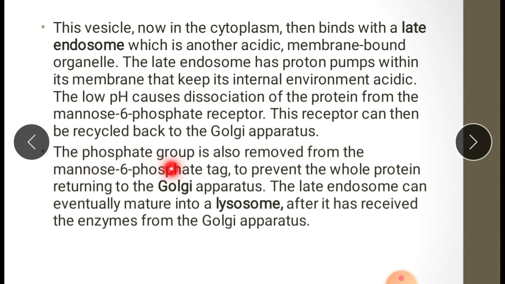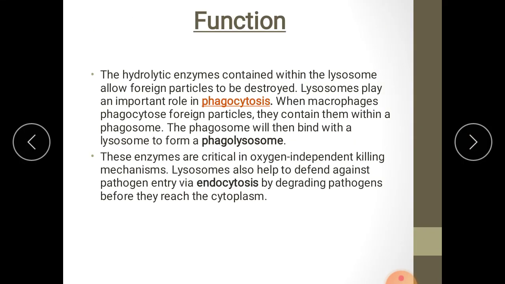The phosphate group is also removed from the mannose 6 phosphate tag to prevent the whole protein returning to the Golgi apparatus. The late endosome can eventually mature into a lysosome. The late endosome matures into a functional lysosome after it has received the enzymes from the Golgi apparatus.